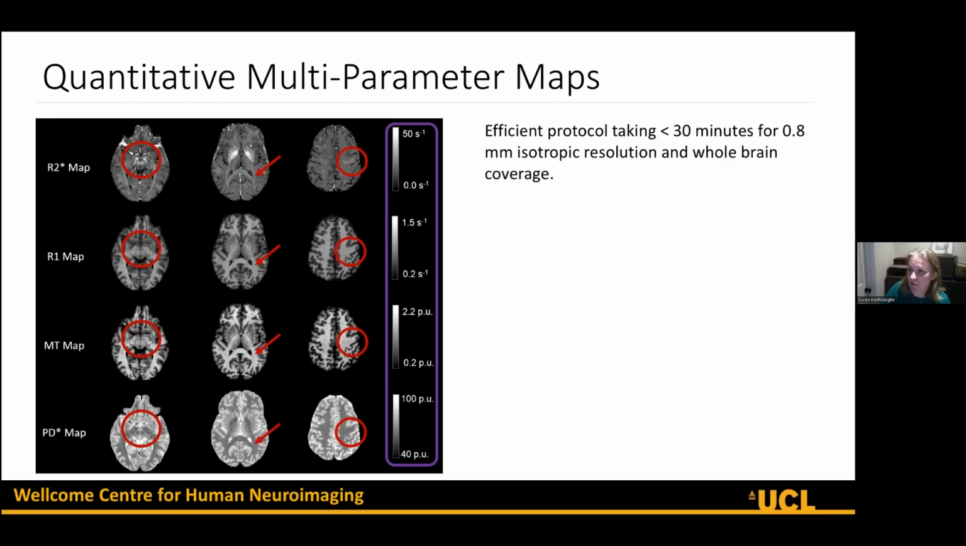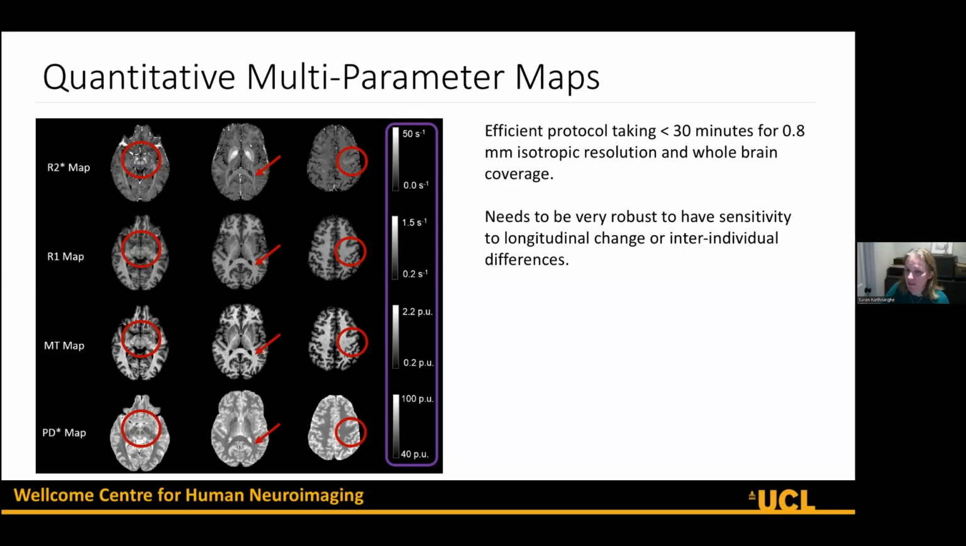This type of protocol is very efficient, and we can get sub-millimeter resolution in total protocol times of less than 30 minutes, and that can be with whole brain coverage. So this is what makes it very appealing. But as I said, it needs to be very robust in order to have sensitivity to longitudinal change or to inter-individual differences.